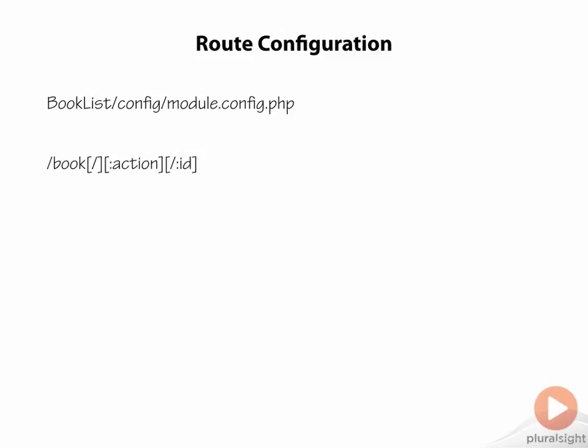Routes can be set up in a variety of ways, but the most typical way is to use what is known as a segment route. Segments are a portion of the URL that can change and are created using the bracket and colon notation.